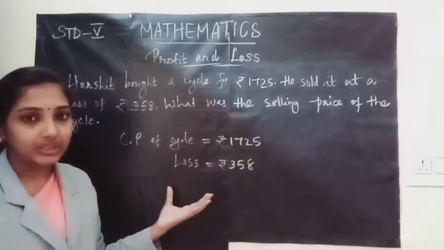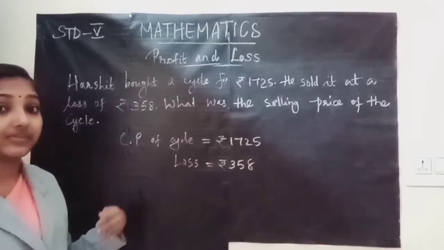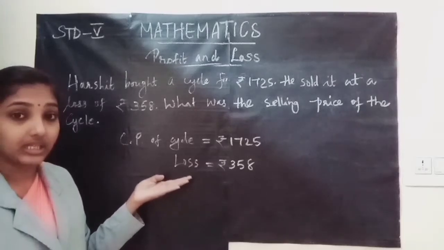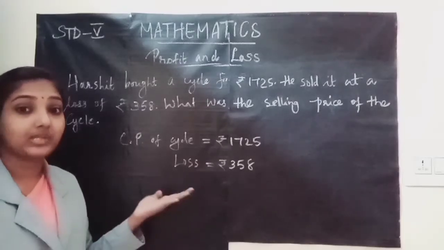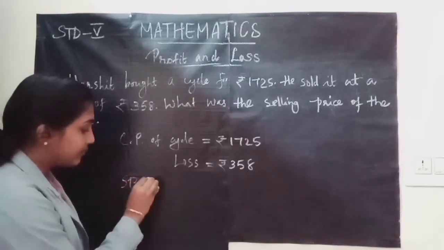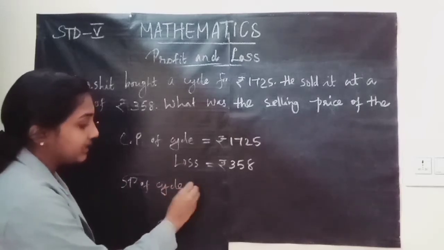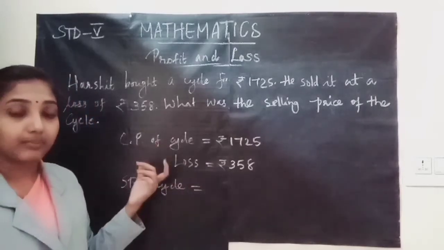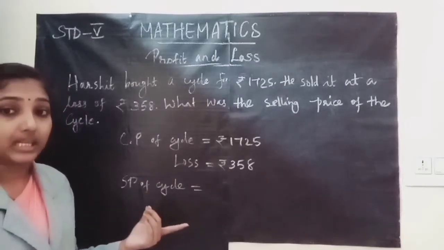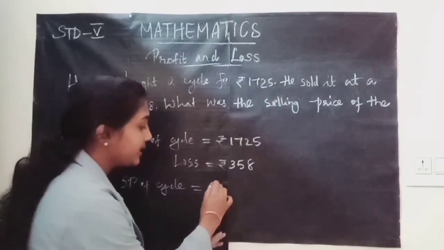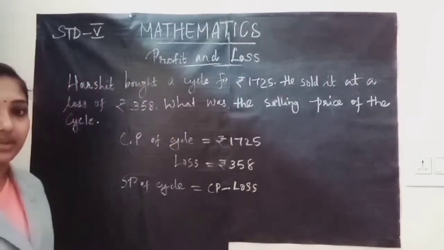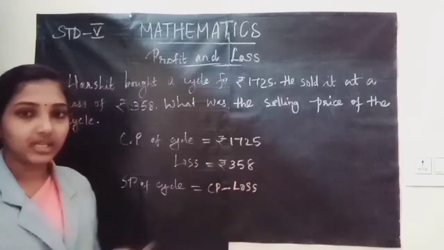Whenever there is a loss, always the selling price will be less than cost price. Here in the question it is clear that it is a loss. So always the selling price will be less than cost price. And here we have to find the selling price of the cycle. When loss is known and cost price of the item is known, what is the formula to find the selling price? Selling price is equal to CP minus loss.